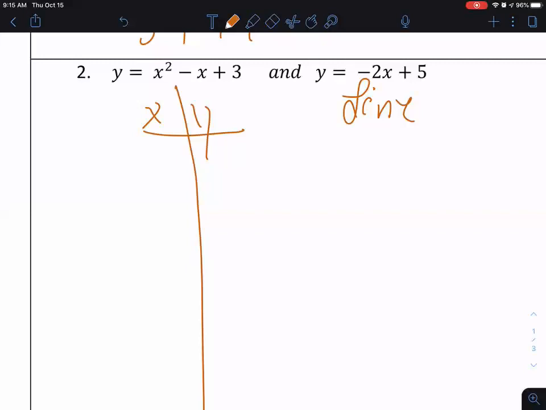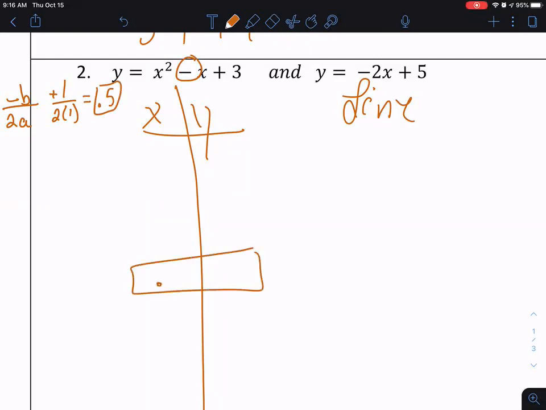There's been a few concerns about the vertex on this particular problem on number 2. So just remember it's opposite B over 2A. So opposite B is positive 1 over 2 times A is 1. So that's 0.5. It's 1/2 or 0.5. So that goes in the middle. And then you surround it. So 1, 2, 3, 4, 0, -1, -2, -3. That'll be good. That'll be what you need to put into your calculator to get your points correctly.